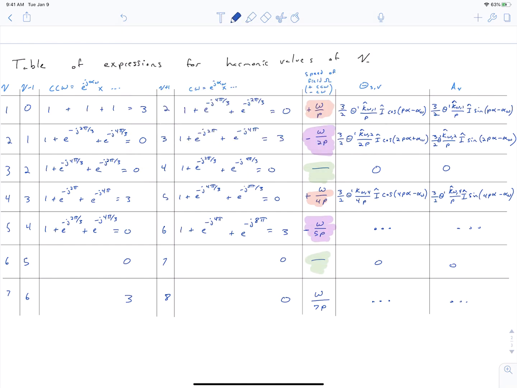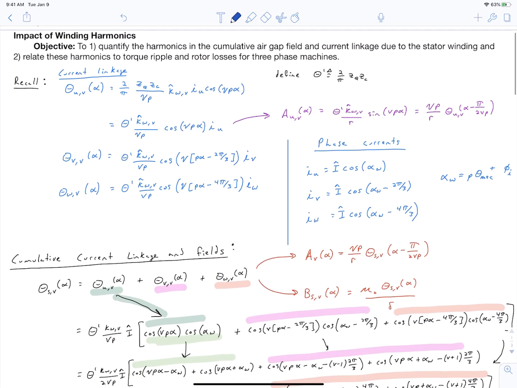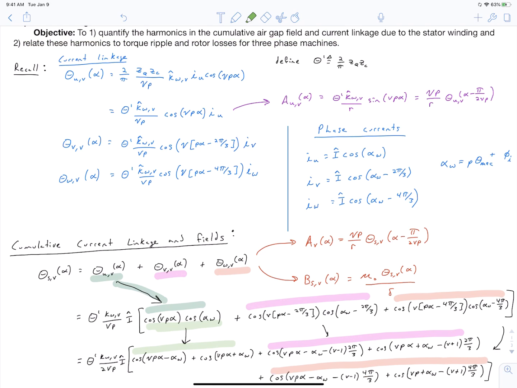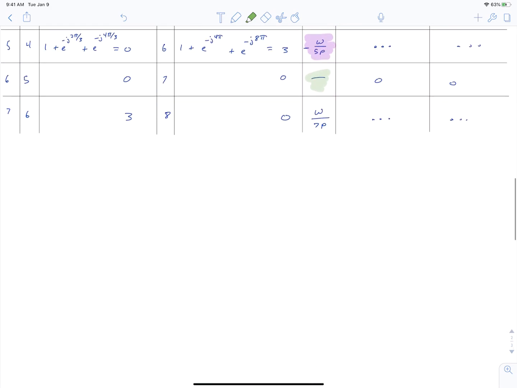So what is the point in all of this? Well, first let's comment that we've completed our first objective. We've quantified the harmonics in the cumulative air gap field and current linkage due to the stator winding. Next, we're going to relate these harmonics to torque ripple and rotor losses for three-phase machines. And this is going to be a pretty quick thing to do.